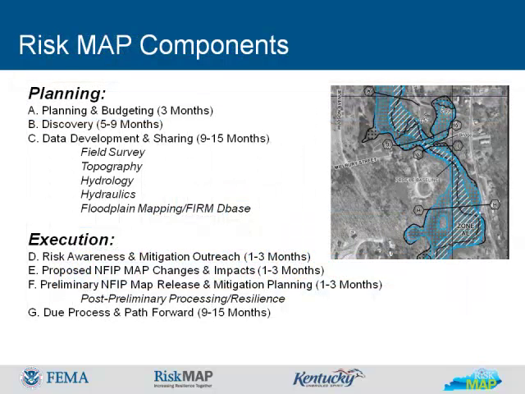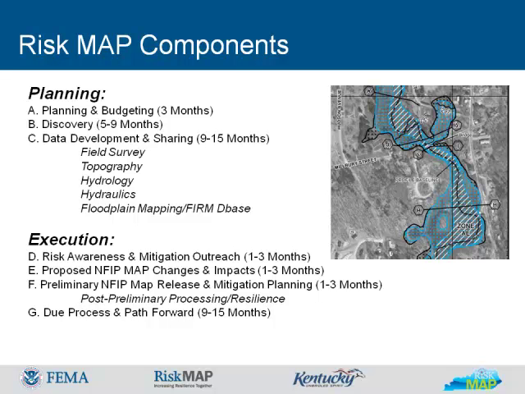Components of the RiskMAP process include traditional engineering analysis and mapping products combined with the risk assessment and mitigation information. The planning and budgeting phase finalizes the mapping needs of each community, the final budget for the watershed study, and the final scope of work. During the discovery phase, the project team gathers information about local flood risk and flood hazards, engages local watershed stakeholders, initiates risk assessment, mitigation planning, and risk communication discussions.